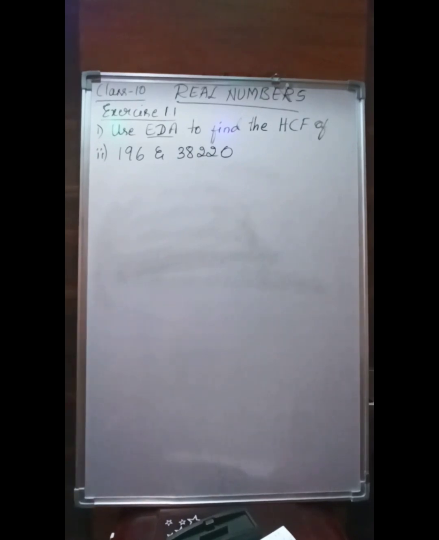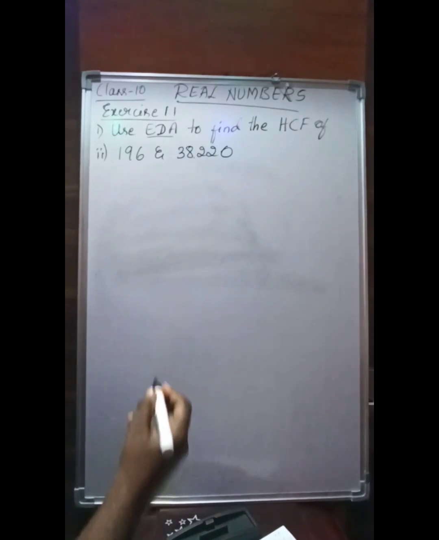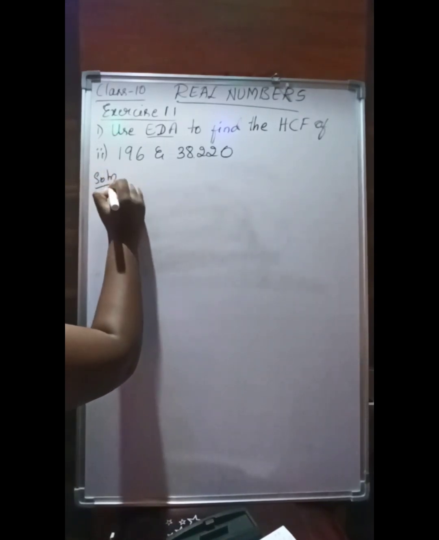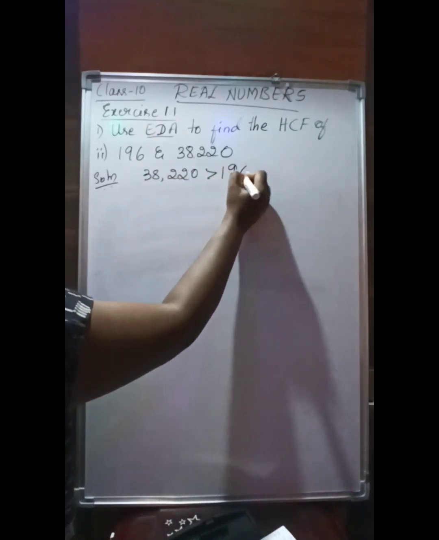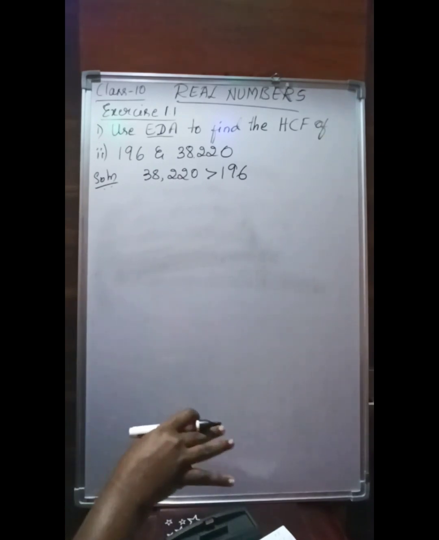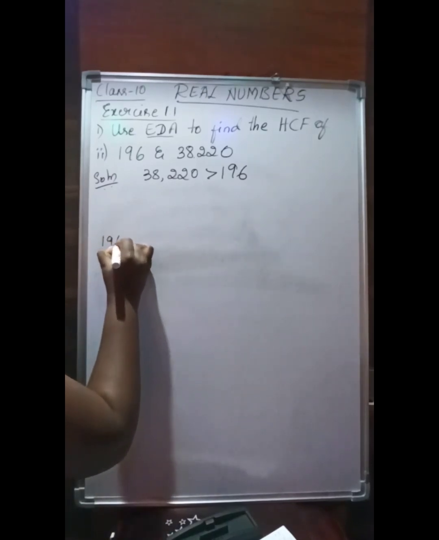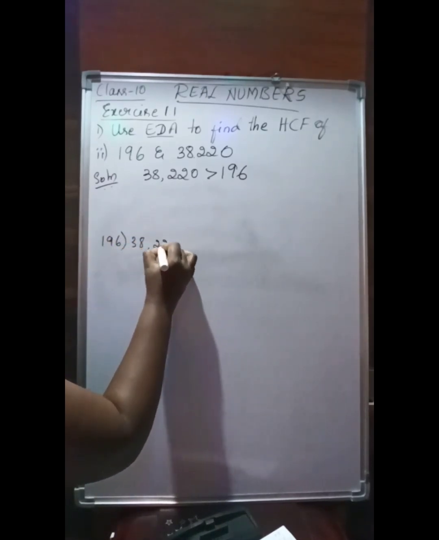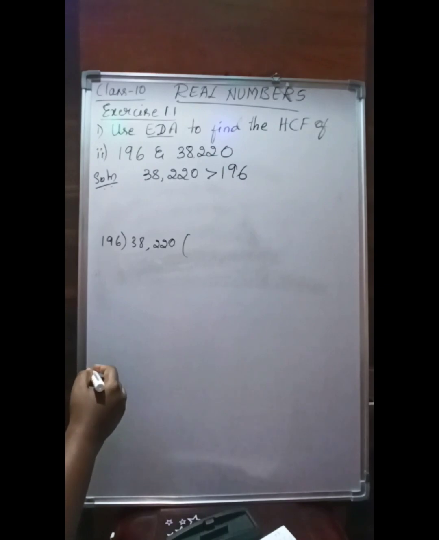See the second problem, 196 and 38,220. Solution: 38,220 is greater than 196. Here, if you find the solution step by step using Euclid's division algorithm, it will be very lengthy. So what we can do is divide the given number directly, as it contains more digits. So try to divide this one.